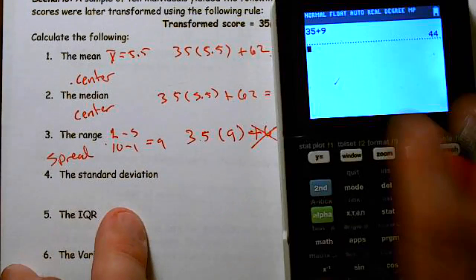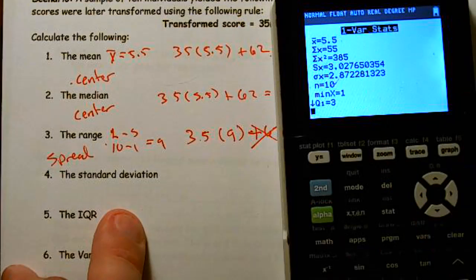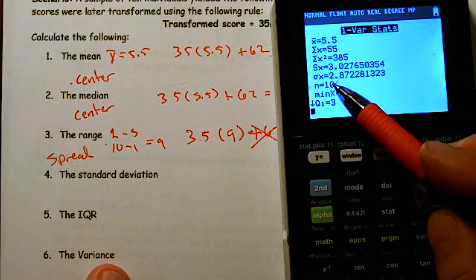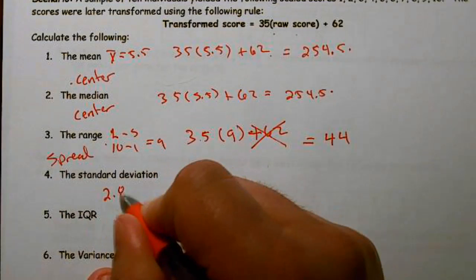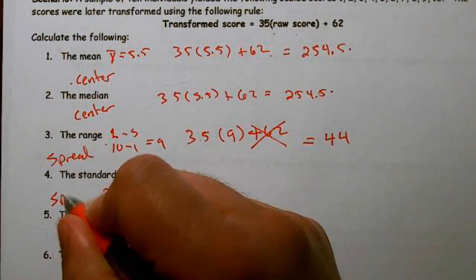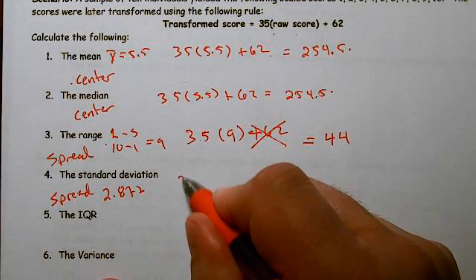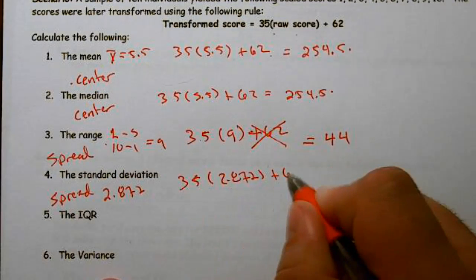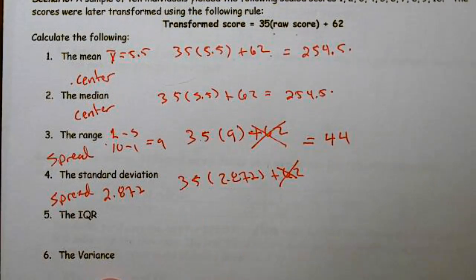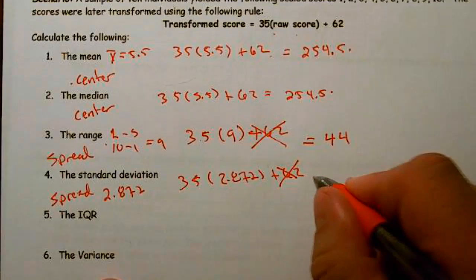Standard deviation. So I'm going to go back into this real quickly, stat calc, and get my standard deviation. And I'm going to say this is standard deviation of the population. So it's 2.872. So this is what we have, 2.872. And this is also a measure of spread. So I'm going to plug in and I'm going to go 35 times 2.872 plus 62. But remember, we can't add constants to a measure of spread. So I can only multiply. So 35 times 2.872 gives me 100.52.